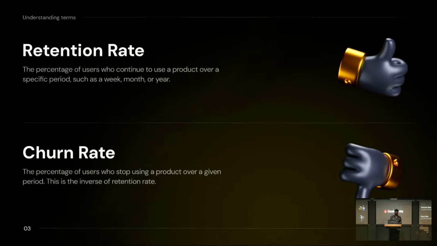Churn rate. Churn rate is basically the inverse of retention rate. It basically means the total number of people who stopped using the product. So let's say on the same e-commerce application, you had about 100 people using the application, and about 20 people stopped using it by the end of the day. That gives you the churn rate.